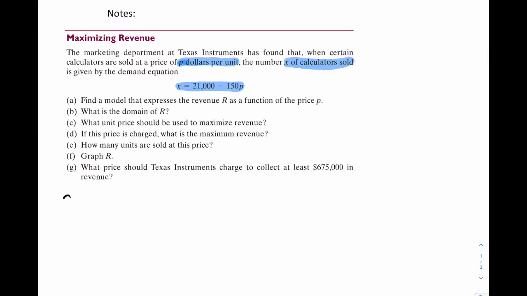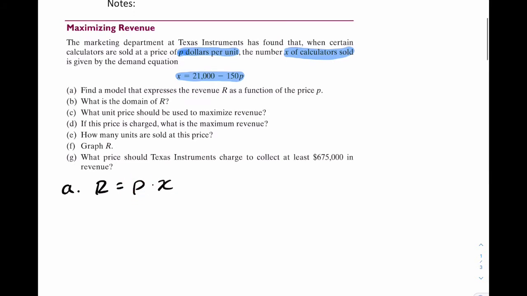We're going to write A, revenue is equal to, look at the variables they gave us. They said we're selling X calculators. So X is the number of calculators sold. And then each calculator is P dollars. So to calculate how much money you make, you simply write P times X, because that would be the number of calculators, X, multiplied by the price of each calculator. That should generate how much revenue you get. But notice how it says as a function of P right here. That means everything has to be in terms of P.